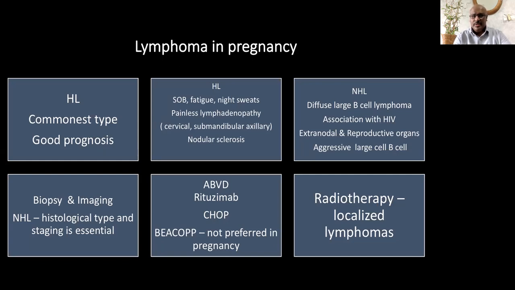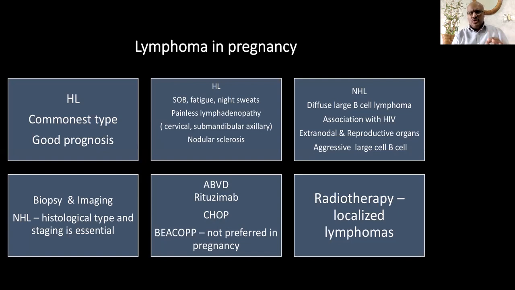So ladies and gentlemen, I'm going to move on and summarize the management of lymphoma in pregnancy. Hodgkin's lymphoma is the commonest type of lymphoma in pregnancy. The prognosis is good. Patients may present with shortness of breath, fatigue, night sweats, and sometimes painless lymphadenopathy, especially cervical, submandibular or axillary lesions. Nodular sclerosis is the most common type.